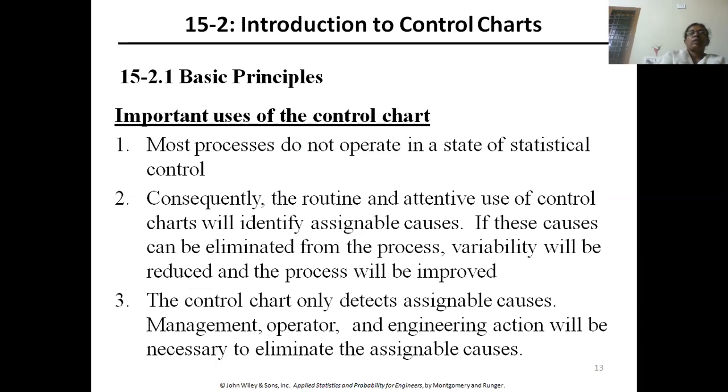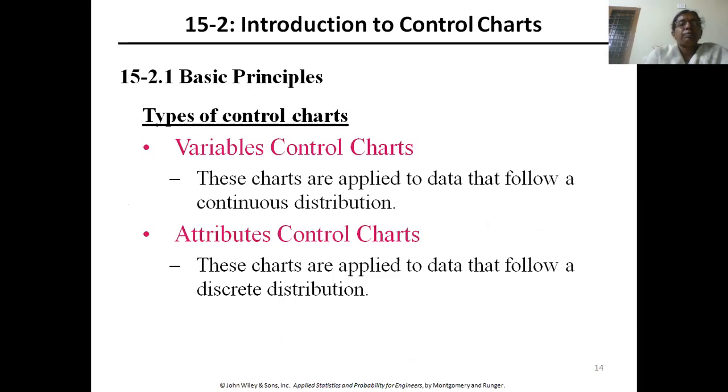What are the uses of control charts? Most processes do not operate in a state of statistical control. Consequently, the routine and attentive use of control charts will identify assignable causes. If these causes can be eliminated from the process, variability will be reduced and the process in turn will be improved. The control chart only detects assignable causes. Management, operator and engineering action will be necessary to eliminate the assignable causes of variation.